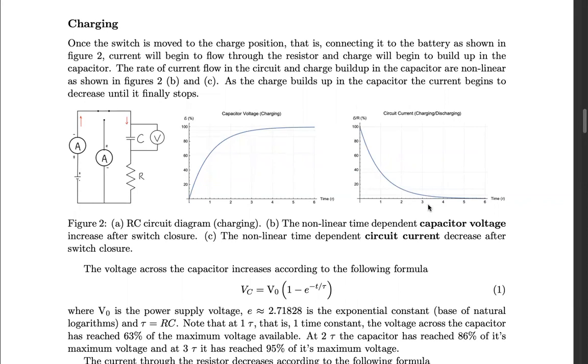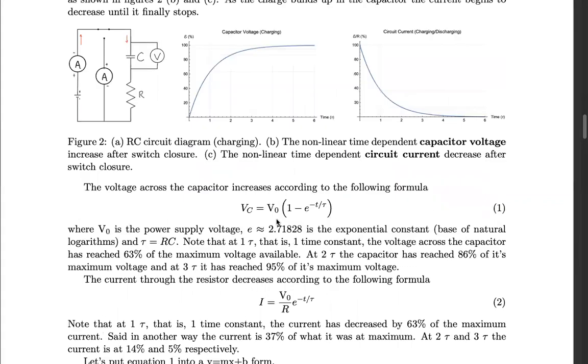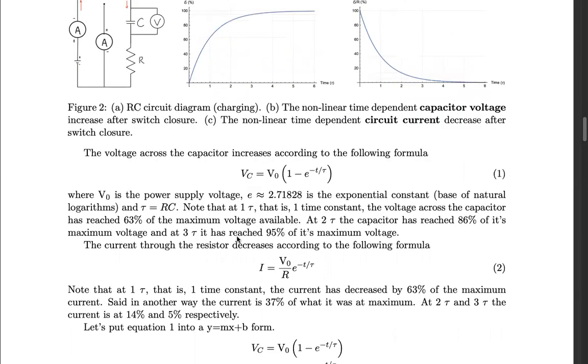Okay, so the voltage across the capacitor increases according to this formula. V across the capacitor is equal to the power supply voltage, V0, times 1 minus e to the minus t over tau. So V0 is the power supply voltage. e is approximately 2.71828, which is the exponential constant, the base of the natural logarithms. And tau is equal to RC.